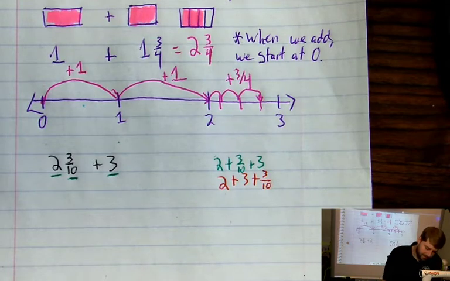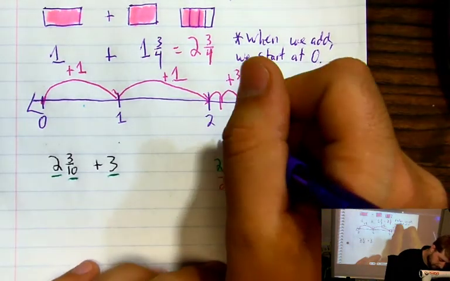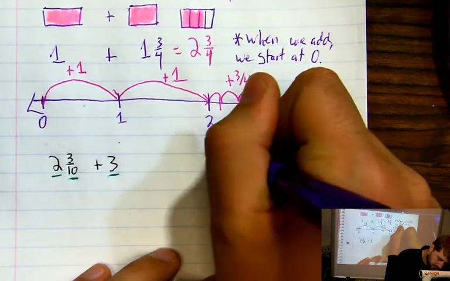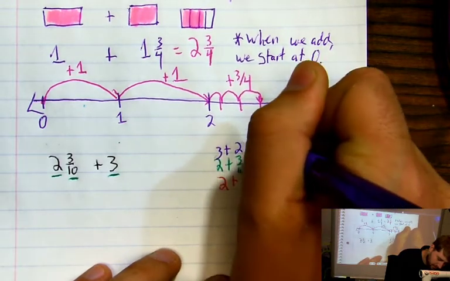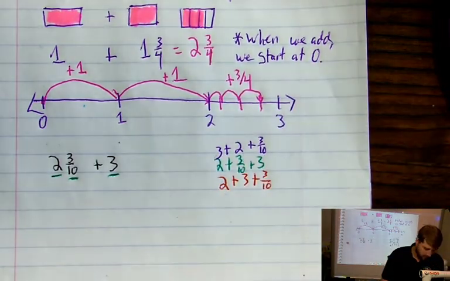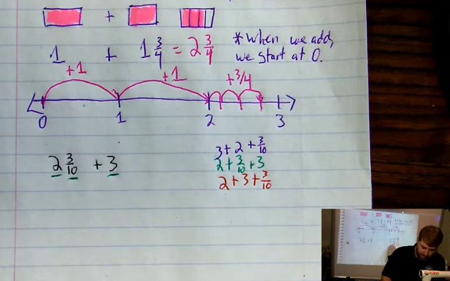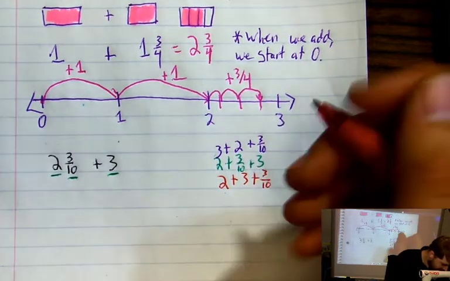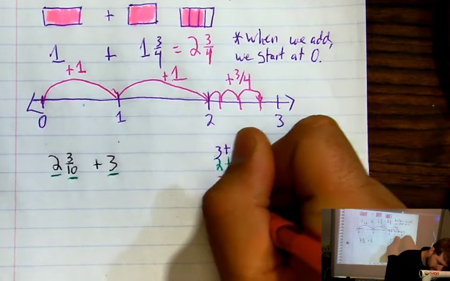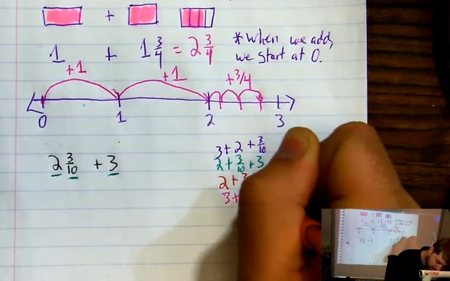What if we added the 3 first? What if we went 3 plus 2 plus 3/10? Would that give us the same thing? Or what if we took the green one and just went completely backwards and did 3 plus 3/10 plus 2?